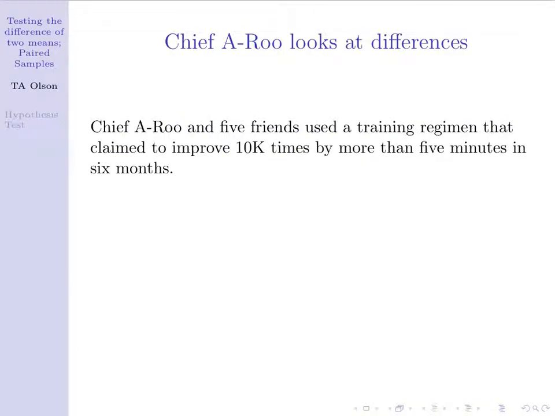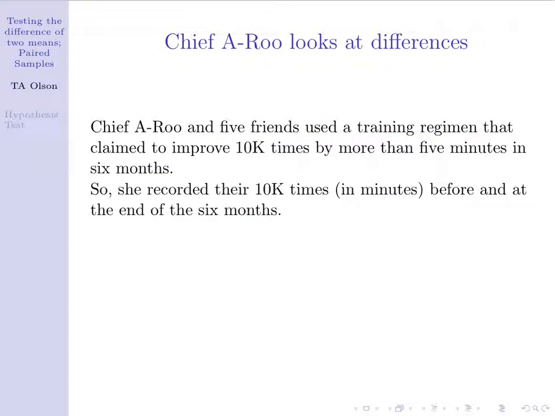So our example is going to be Chief Aru and 5 of our friends, right? So there's going to be 6 people used. We're going to undergo a training regimen that's going to claim to improve their 10K times by more than 5 minutes in only 6 months. So she, being a data person, is going to record their 10K times, measured in minutes, before and at the end, so after our 6 months of training. That data is going to look like this.